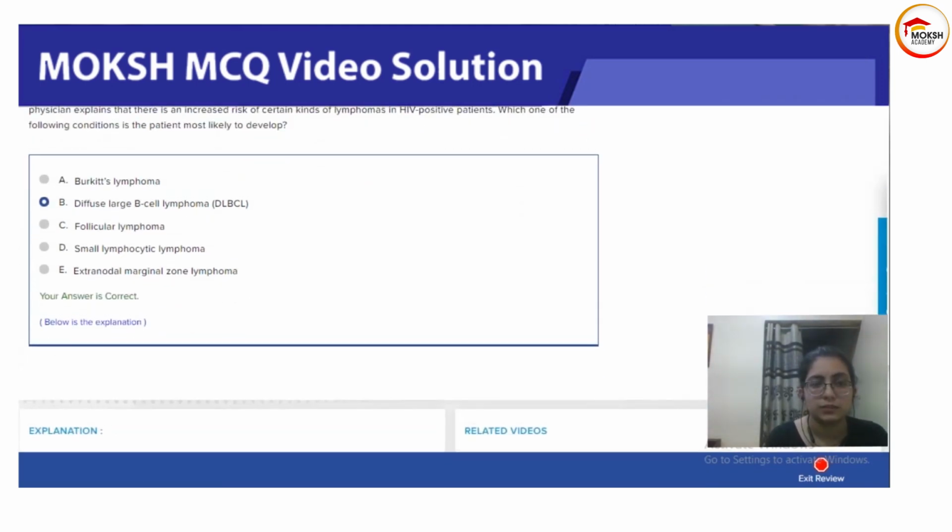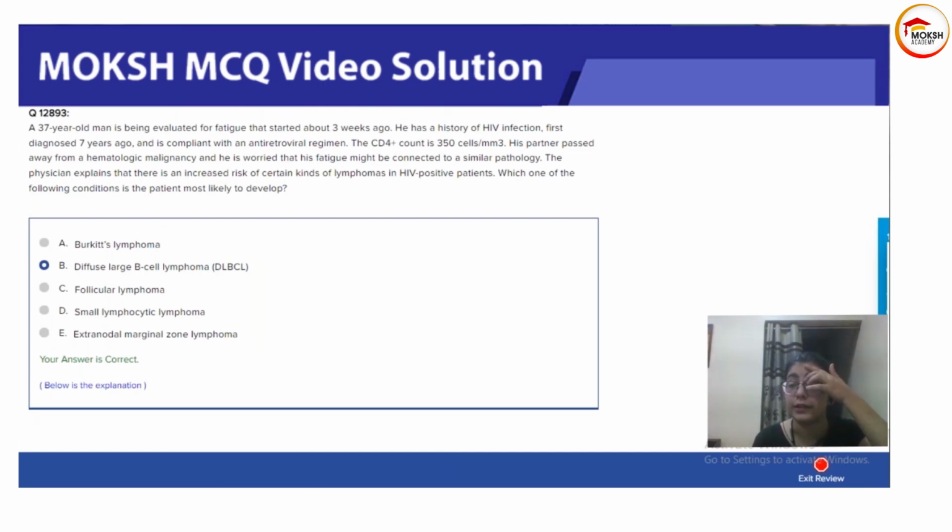So this patient has HIV, and they are asking which of the following kinds of cancer is common in HIV. So the answer is diffuse large B-cell lymphoma. This is a common kind of cancer in HIV patients. You have to just remember this.